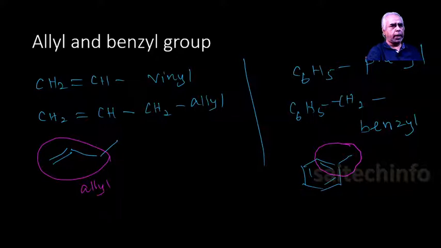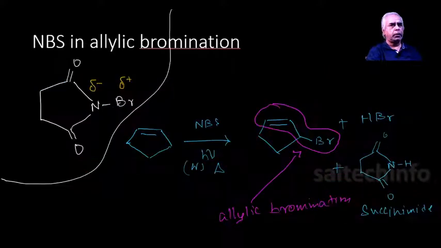So, with this background, we will try to explain the reaction. So, the NBS in allylic bromination can be represented as CH2, CH2, C=O, C=O, then N, it is linked by N, and bromo. As I already mentioned, this bromine has the positive charge, so it can be acting as an electrophilic reagent.